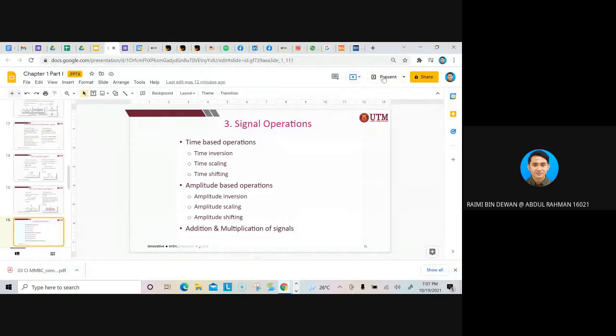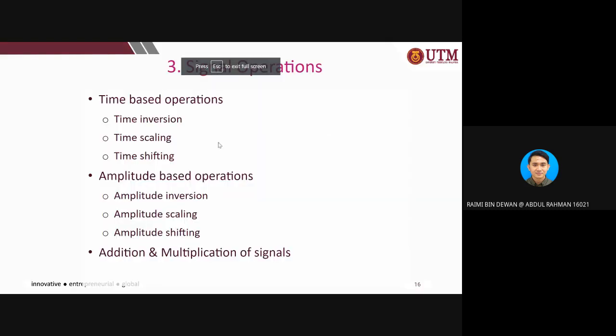Of course, when we learn about these operations, either time-based or amplitude-based, we can have addition and multiplication of signals. This means we can have combinations of two individual signals or three individual signals. So this is possible.